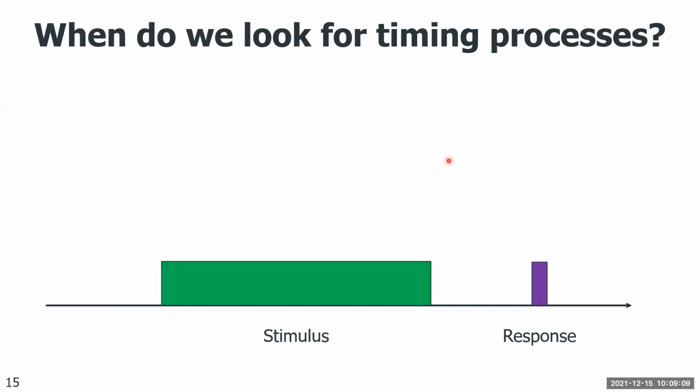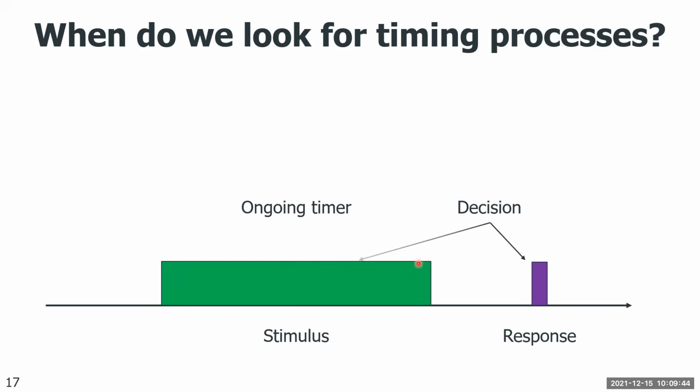Now, if we think about a single trial in this task, we can ask ourselves, when do we look for timing processes during this time? So let's say we have a stimulus and a response of the subject. The first process of interest is an ongoing timer, some sort of timer that tells the subject how long it's been since the stimulus started. The second process is some decision process that has to end before the response, but can start before the stimulus is over, during which the subject can decide whether this stimulus is long or short.